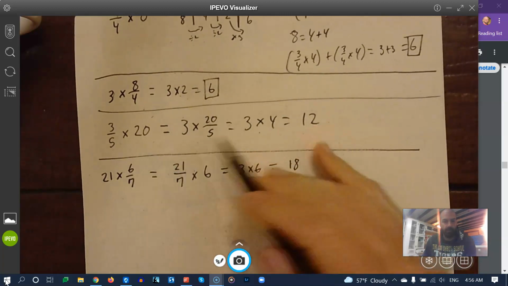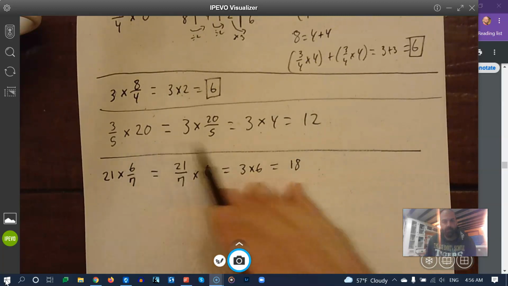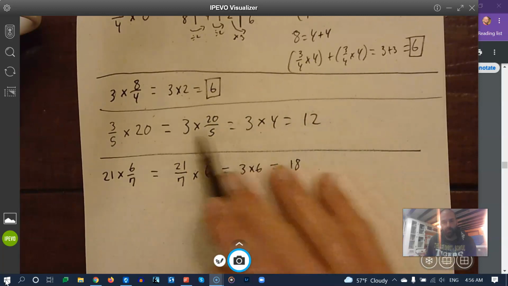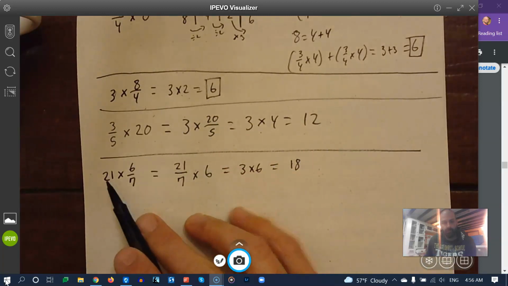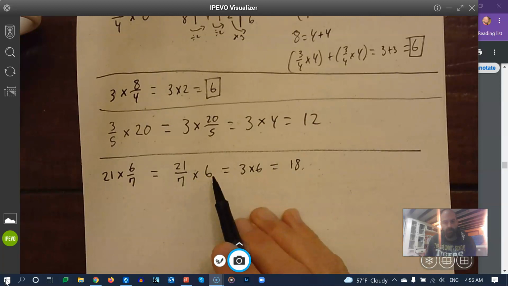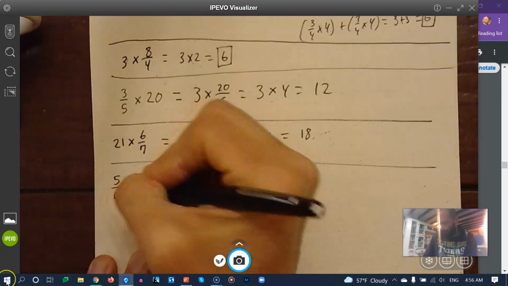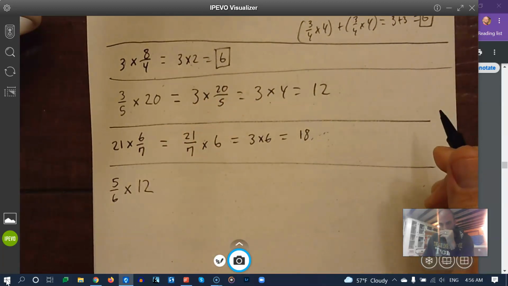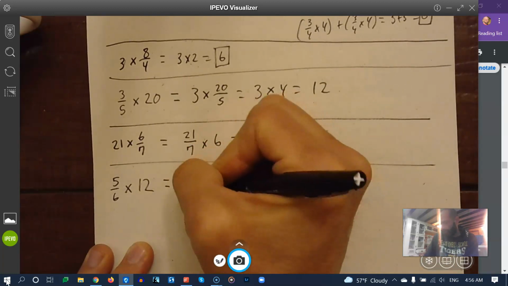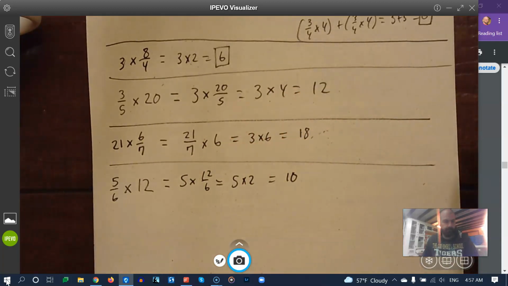Again, depending on how you look at these problems, up here we have 3/5 of 20, and that's 12, so again less than 20. But here we have 20/5 of 3, so this is greater than 1, so our answer is 12, which is greater than that 3. Same thing here, 21 times 6/7, that's less than 21, which is 18. Here we have 6 times something greater than 1, so our answer is greater. All right, let's see what's next. How about 5/6 times 12? Go ahead, pause and solve. And we can rewrite this as 5 times 12/6, which is equal to 5 times 2, or 10.